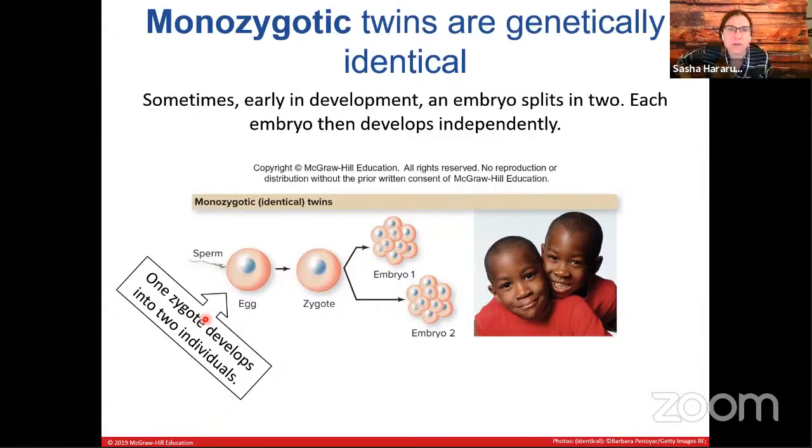In identical twins, the two embryos develop from one zygote. One sperm will fertilize one egg, forming one zygote. But at some point in development, the zygote will split into two embryos. So instead of one embryo, two embryos will be produced. The implication is that in identical twins, the genotype will be exactly the same. So two kids will have exactly the same genotype, and it is pretty fascinating.